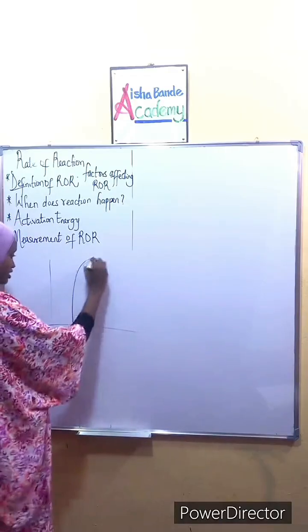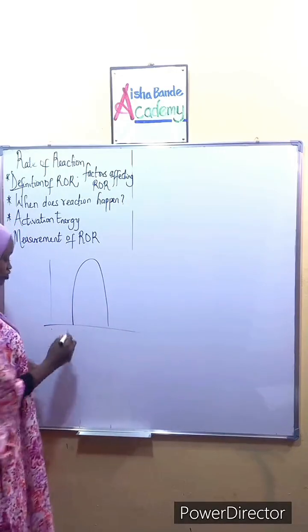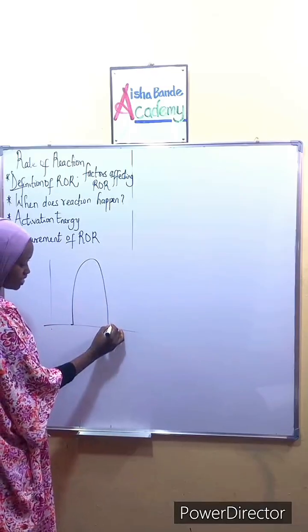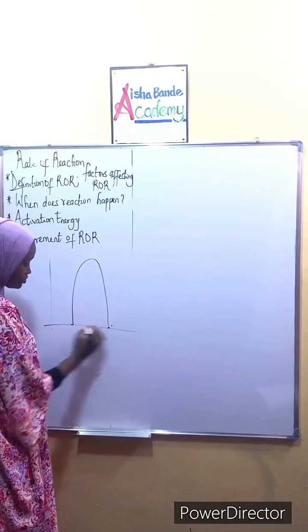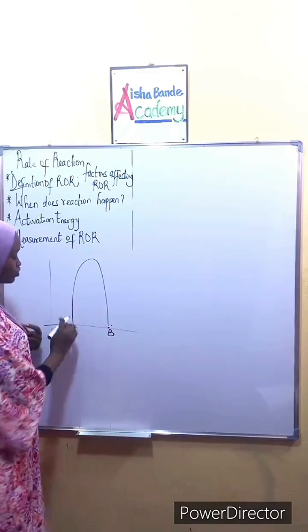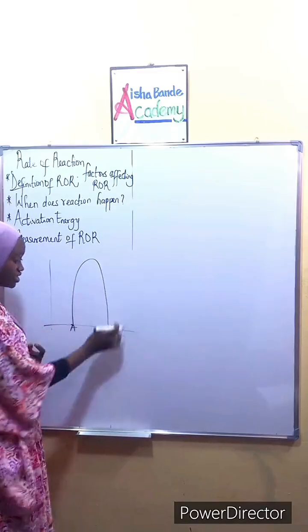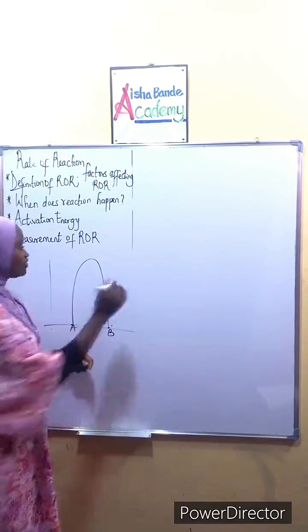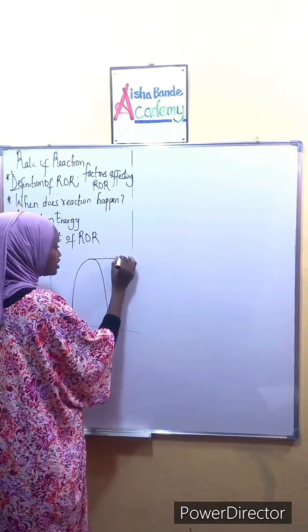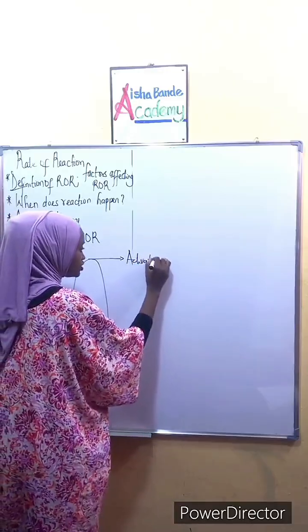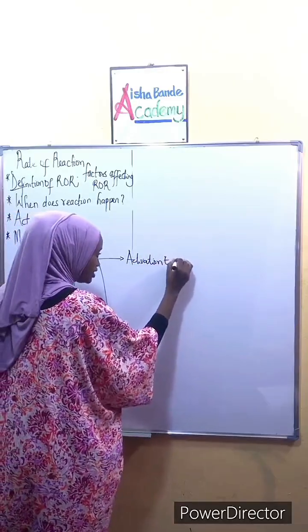Okay, let's say this is a hill, right? You are at this point and you want to go to the other side of this hill, this point here. Let's call here point A, this is point B. So you're at point A and you want to go to the other side of this hill, that is at point B. So where you need the activation energy is at the top of this hill here. So this is where we need the activation energy, right?